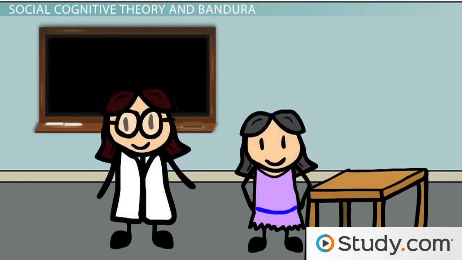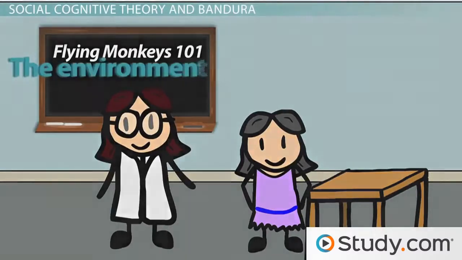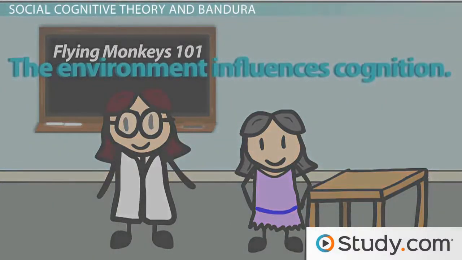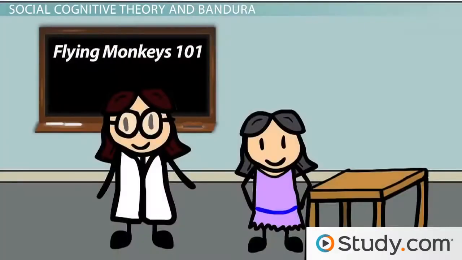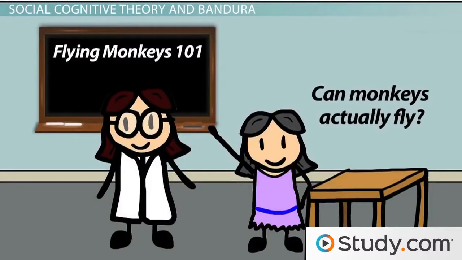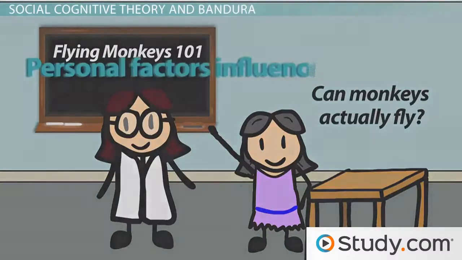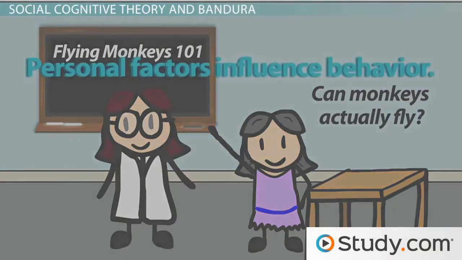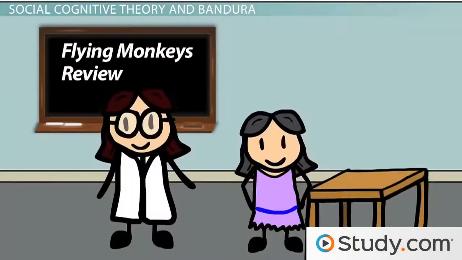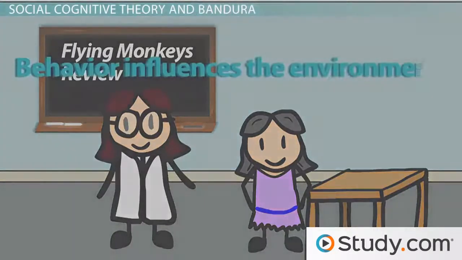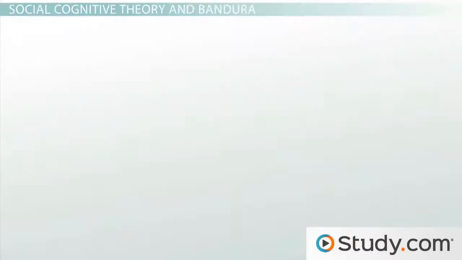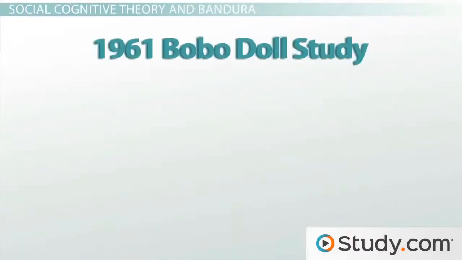In the classroom, as the teacher presents a lesson to the class, students reflect on what the teacher is saying. This is where the environment influences cognition, a personal factor. Students who don't understand raise their hands to ask a question. This is where personal factors influence behavior. So the teacher reviews the point. Behavior influences the environment.